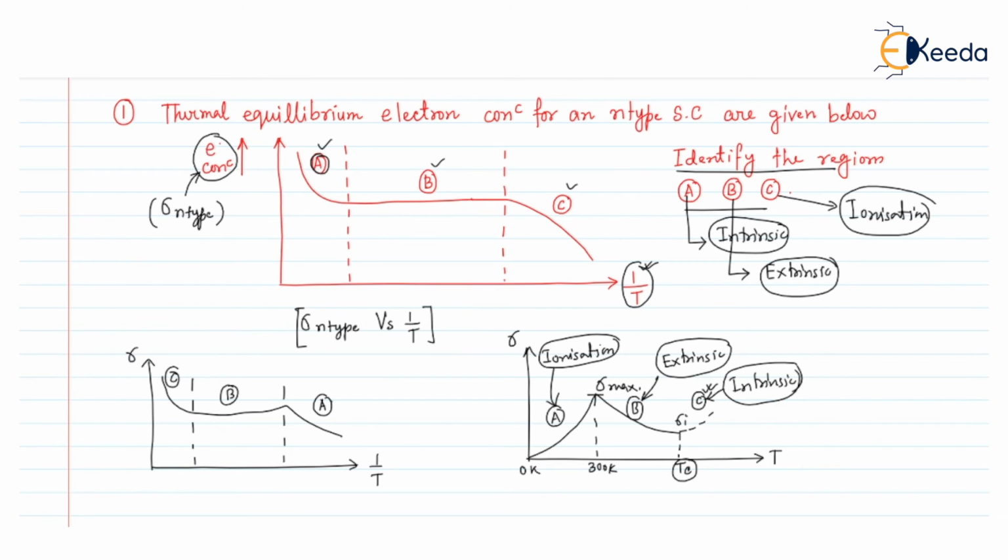That's why in this way we can identify the regions inside the graph that is given in the question. This is all about the numerical on the conductivity of extrinsic semiconductor. Thank you.